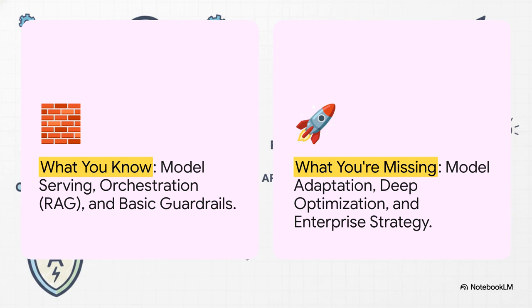In this slide, it just lays it out so clearly. On the left, you've got the skills that get you in the door, right? Serving models, building a basic RAG, that's retrieval augmented generation pipeline, setting up some simple guardrails. But the stuff on the right, that's the architect level. We're talking about actually creating and adapting models, getting way down into the weeds of optimizing them for cost, and building a strategy that can actually survive at enterprise scale.